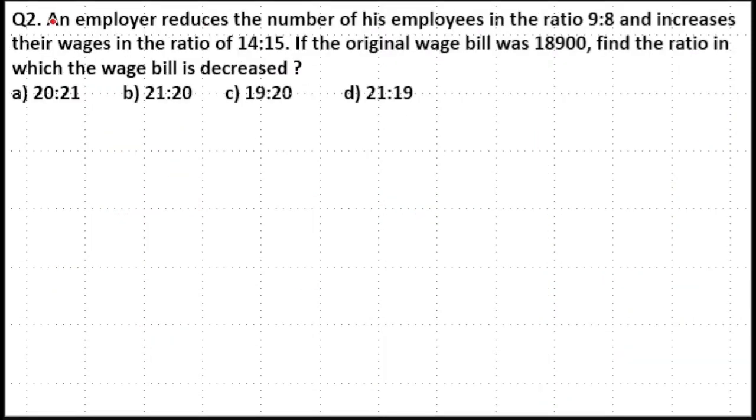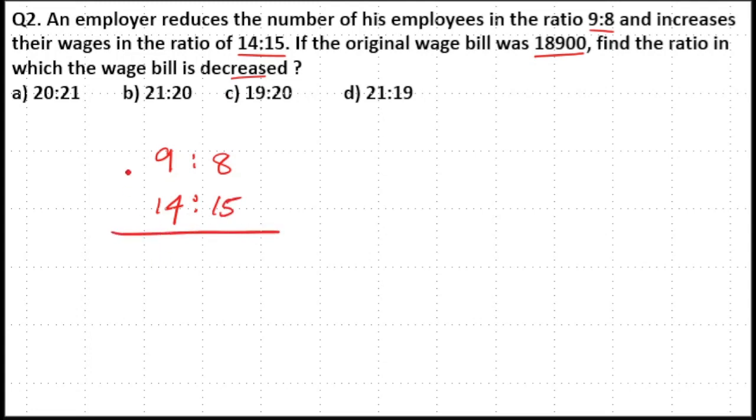Next is question number 2. An employer reduces the number of his employees in the ratio 9:8 and increases their wages in the ratio 14:15. If the original wage bill was 18,900, find the ratio in which the wage bill is decreased. Initially, number of employees were 9 units and finally it is 8 units. Initially, wages of each employee was 14 units and finally it is increased to 15 units.